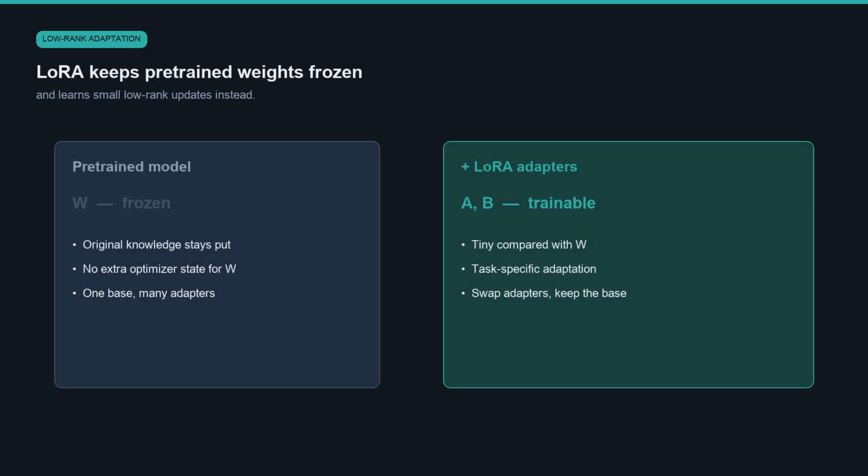LoRA means low-rank adaptation. Keep the pre-trained weights frozen, and learn relatively small low-rank updates. The base model keeps its original parameters. Task-specific behavior lives in the adapter. You can keep one base and swap adapters.